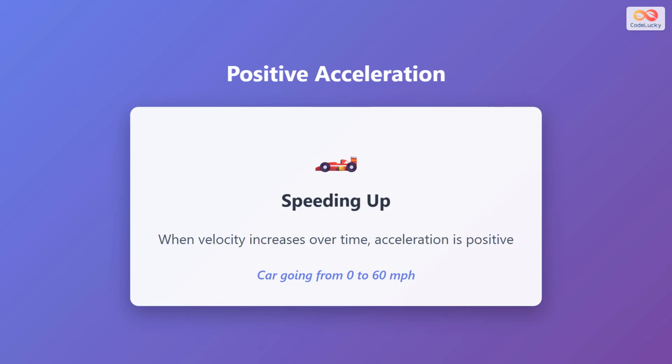Positive acceleration occurs when an object is speeding up. When velocity increases over time, the acceleration value is positive. A classic example is a car accelerating from 0 to 60 miles per hour. During this time, the car's velocity is continuously increasing, resulting in positive acceleration.